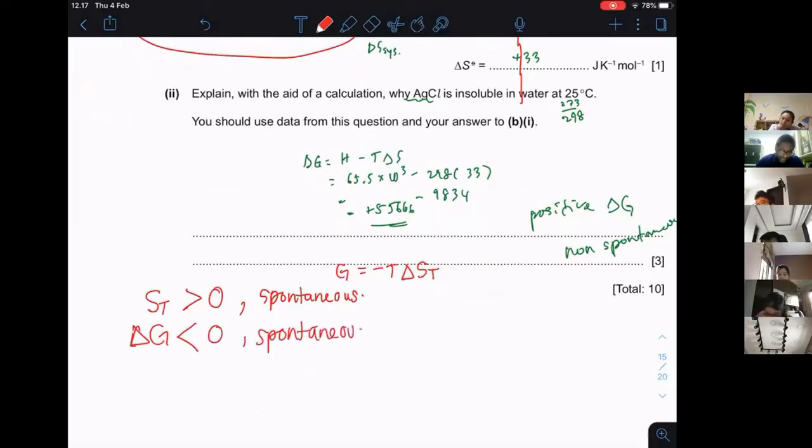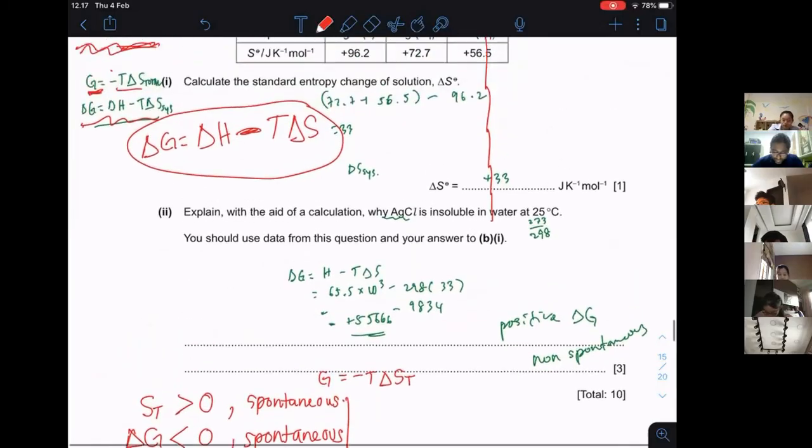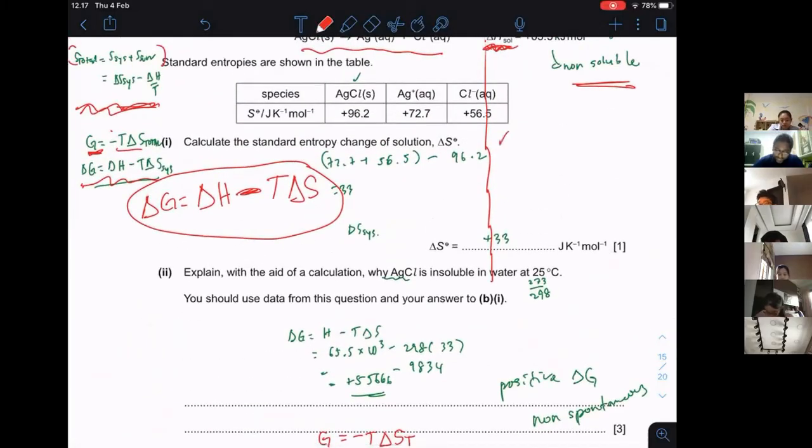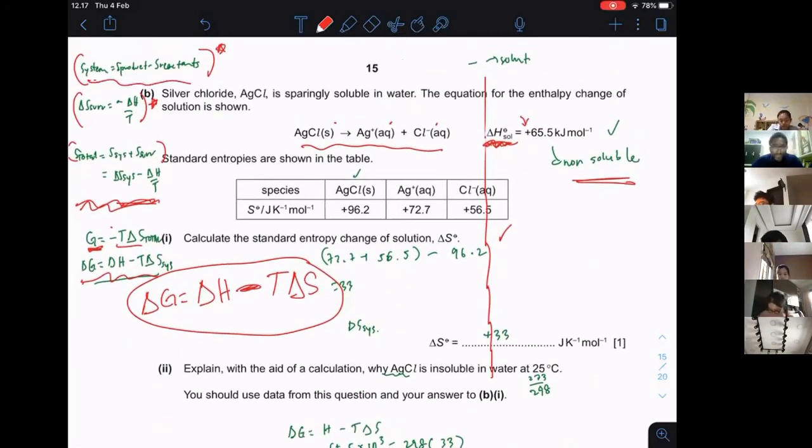So this is going, then vice versa. Okay, vice versa. So in this case, with the aid of calculation, explain, okay, before that, I think we just do this. Calculate the standard entropy change of the solution. So in this case, they want the entropy of the system. Okay, the S product minus the entropy of reactant. So you can see this is going to be reactant.